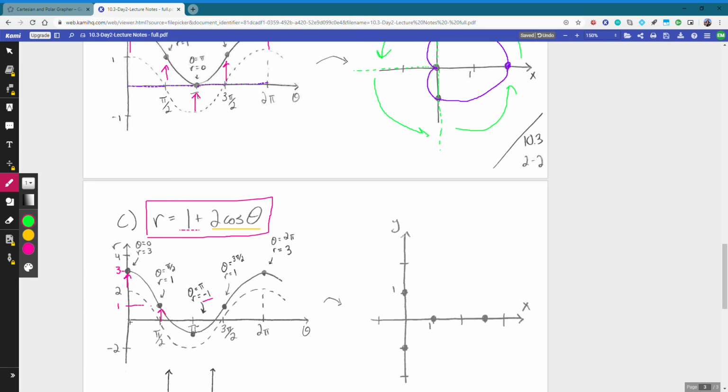Looking at our angle moving from 0 to pi over 2, our r is steadily decreasing down to 1. And so here, from angle 0 up to pi over 2, our r is steadily decreasing down to 1. So we're just going to get something like this. We're slurping in as our arrow moves.